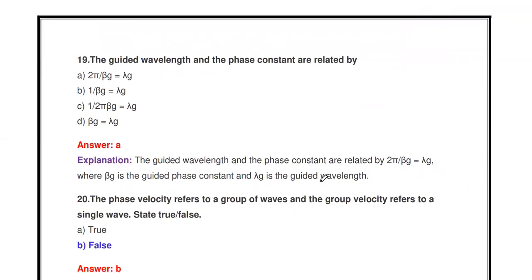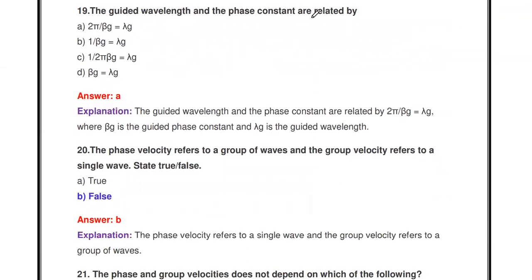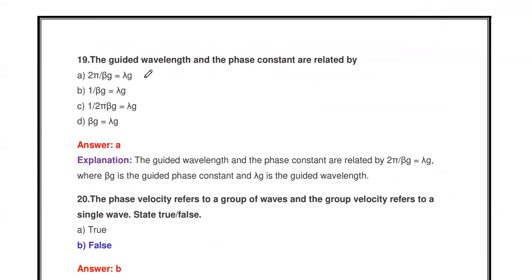Then the next thing, the guided wavelength and phase constant are related by dash. So the guided wavelength lambda g equal to 2 pi divided by beta g. This is the relation between guided wavelength and phase constant. Guided wavelength is equal to 2 pi divided by beta g.